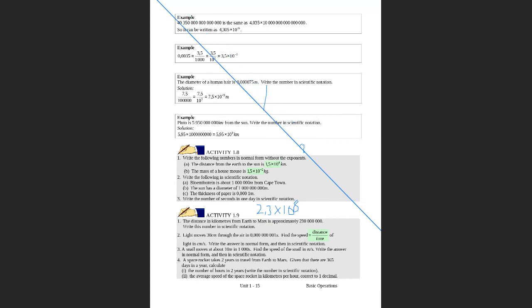Okay, good. Yeah. Now, for the next one, we have 0,000000001. So it says that light moves 30 centimeters through the air at 0,00001 second. Find the speed. Find the speed. So it says that write your answer in normal form and in scientific notation.